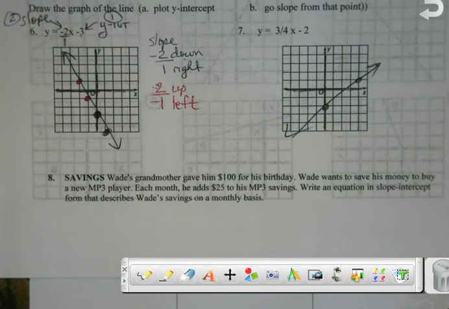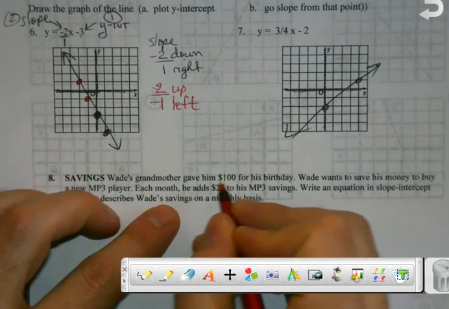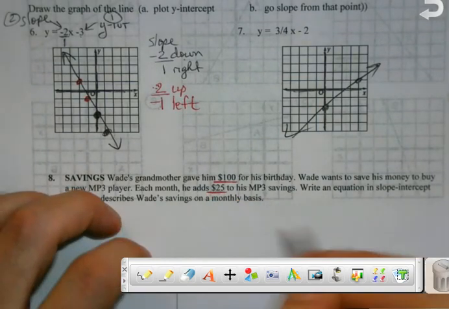All right. Wade's grandmother gave him $100 for his birthday. That was nice. Wade wants to save money to buy a new MP3 player. Oh, he's behind the times. Each month he adds $25 to his savings. Write an equation in slope-intercept form that describes Wade's savings. Okay. Two things we got to keep in mind: the $100 and the 25.